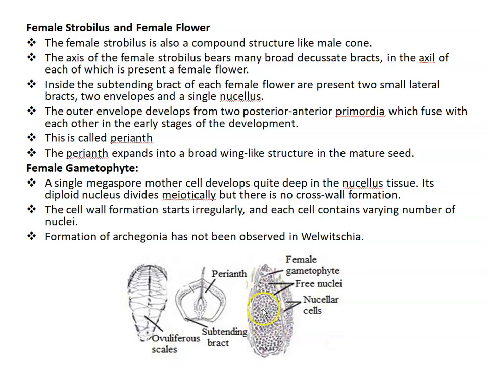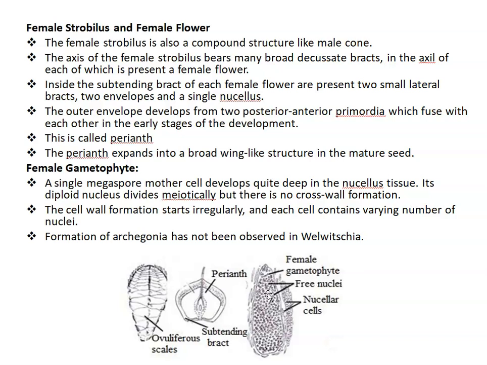So this is the female gametophyte, and these are nucellar cells, and these are free nuclei. Now, formation of cell walls begins irregularly, and each cell contains a varying number of nuclei. In many cells, the nuclei fuse to form polyploid nuclei, and formation of archegonia has not been reported in Welwitschia.